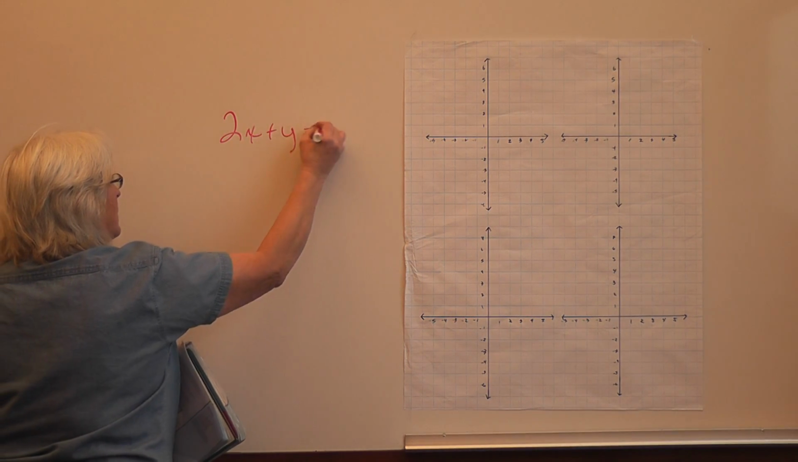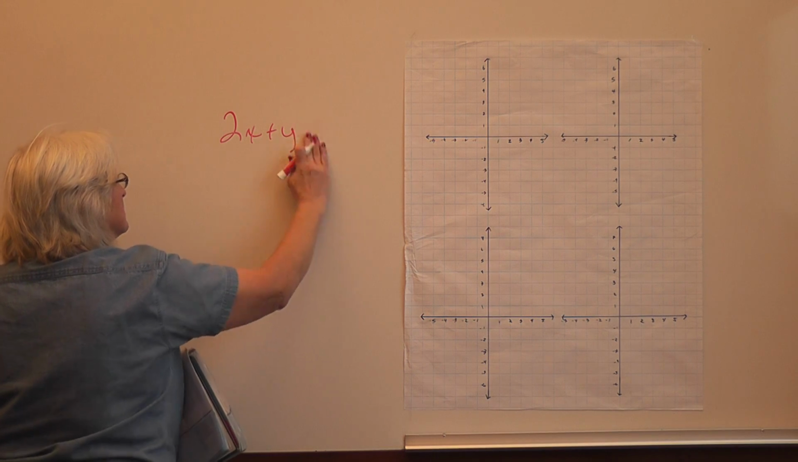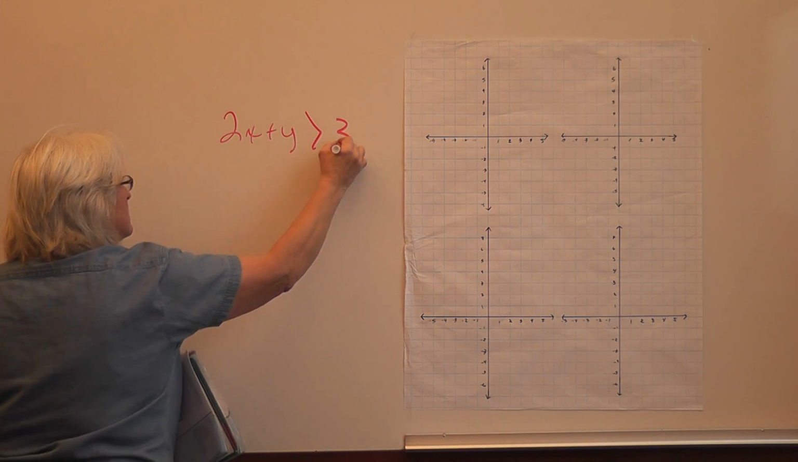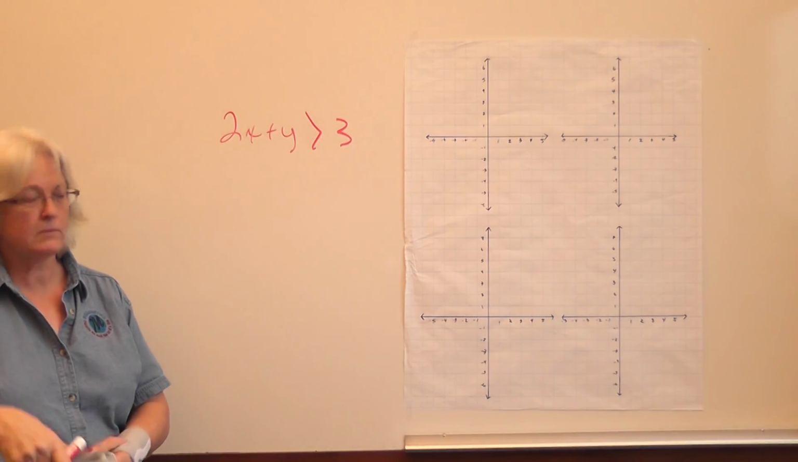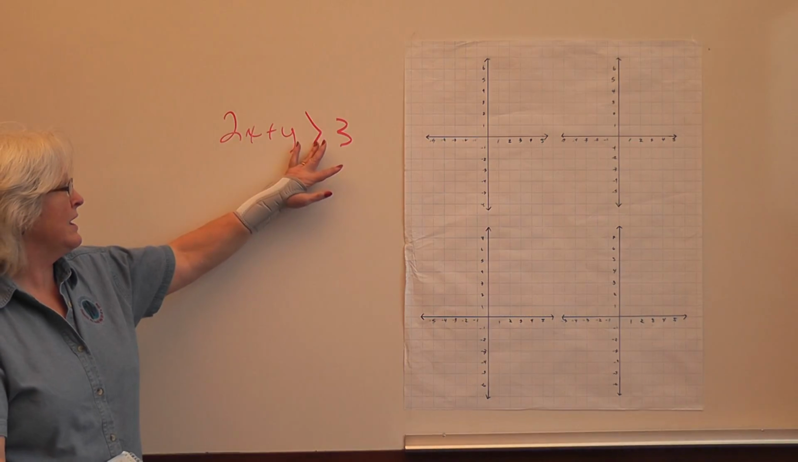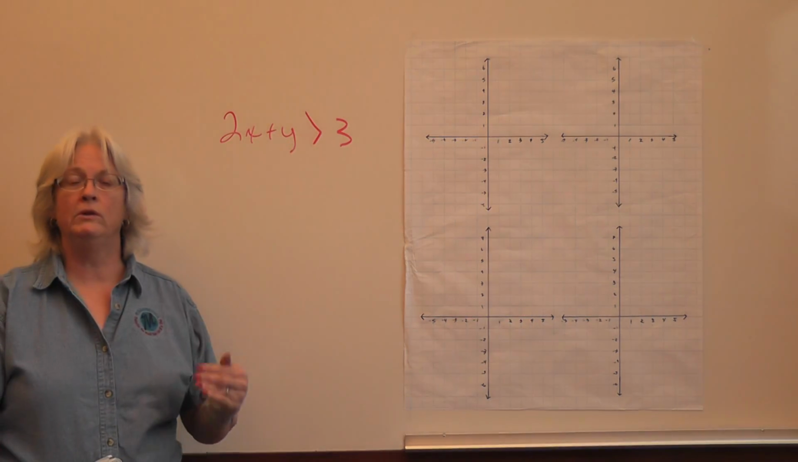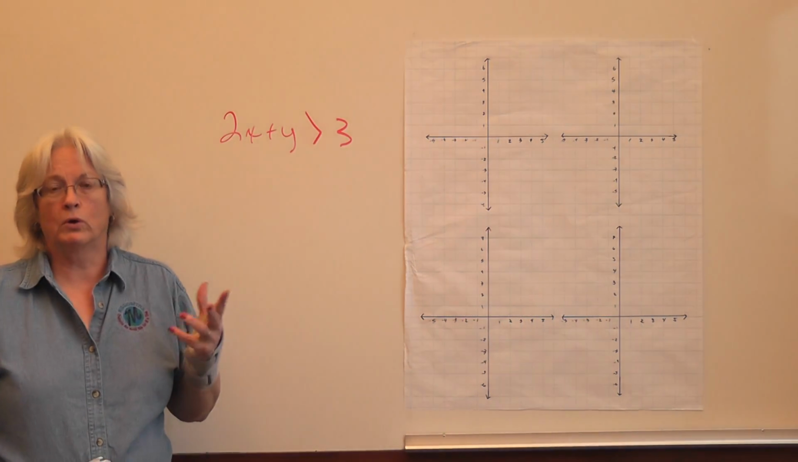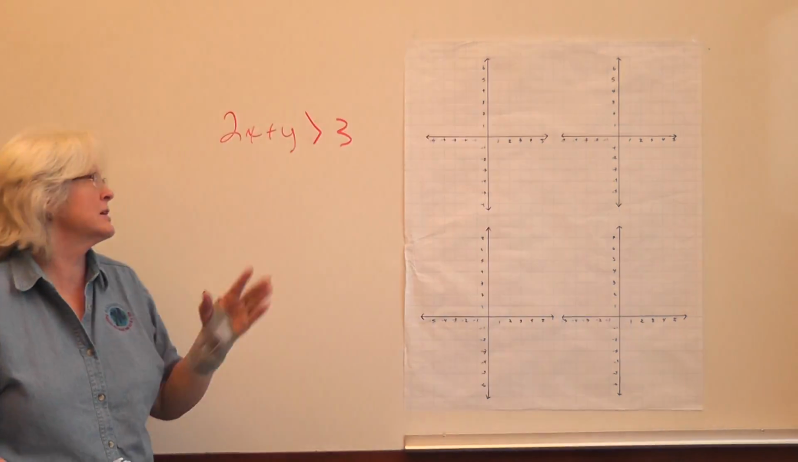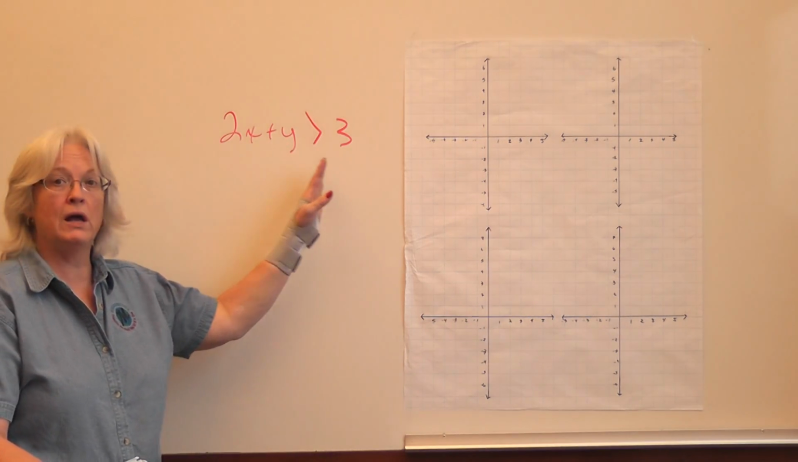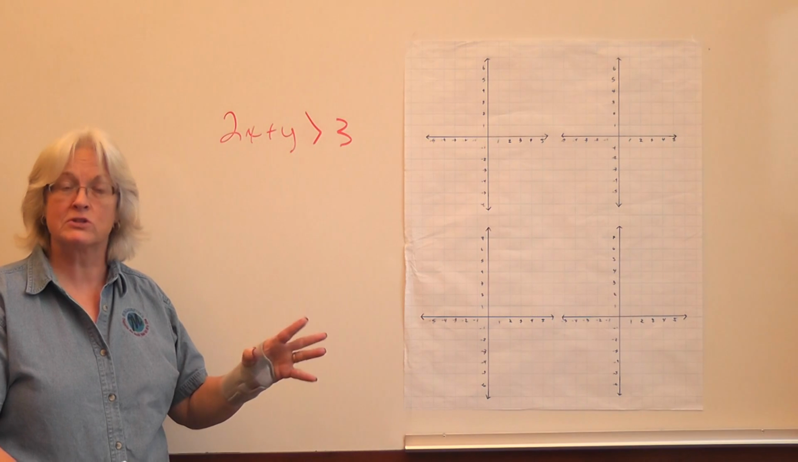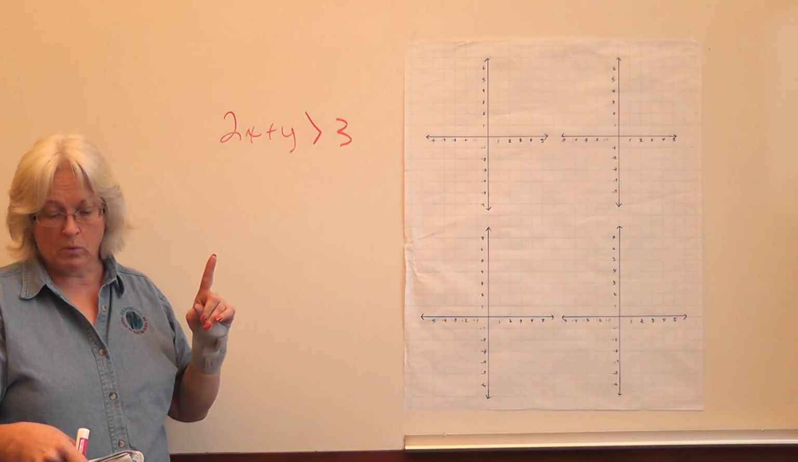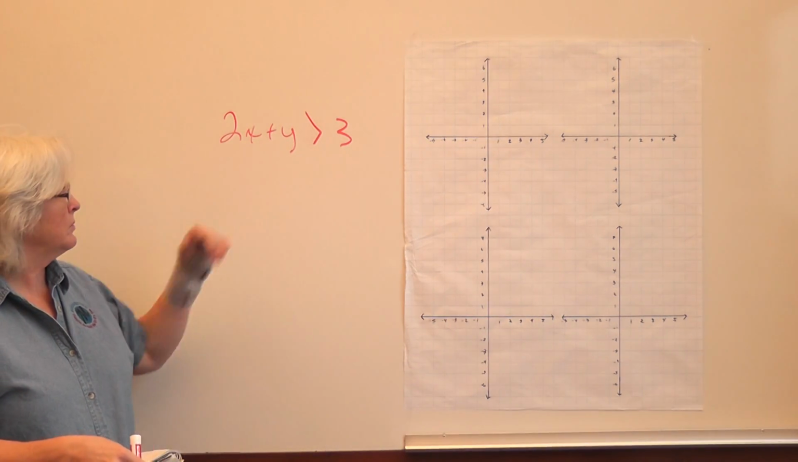2x plus y is greater than 3. Now, what did you have to do when you were going to just graph a straight line? If this had been 2x plus y is equal to 3, what did you do first? That's right, you solve for y. So this is what we're going to do now.